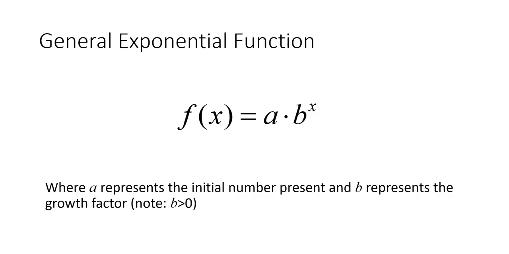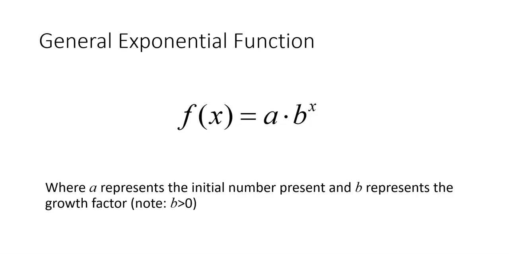Okay, so if I now look back and think about this, just looking at a representing the initial numbers: if x is 0, I would have a times b to the 0. B to the 0 is 1. A times 1 would give me a, right? And if I compare what I have on day 1 with day 2, you'll notice it keeps growing by a factor of b. So b would be the growth factor.